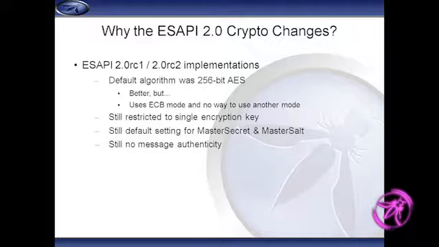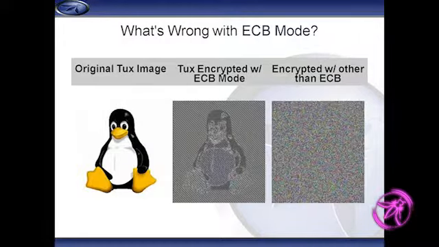Okay, now let's jump back here. What's wrong with ECB mode? Well, here's the plain text version of the Tux image, and here's the encrypted version. See any similarity? The problem with ECB mode is that patterns in the plain text show up as patterns in the ciphertext.